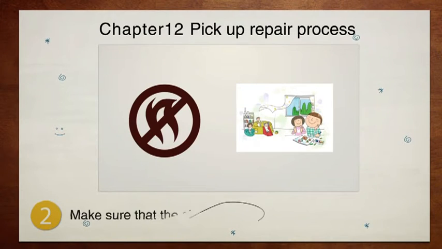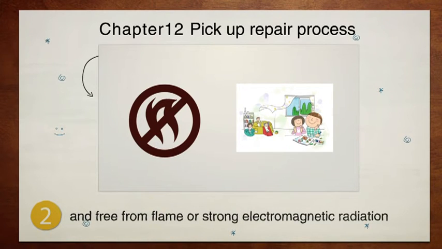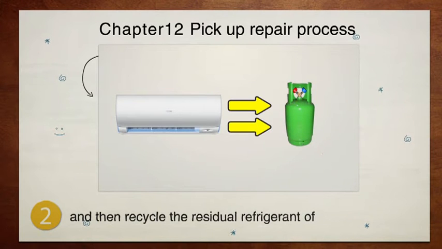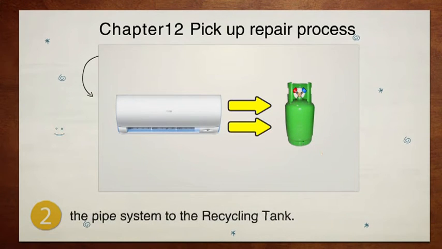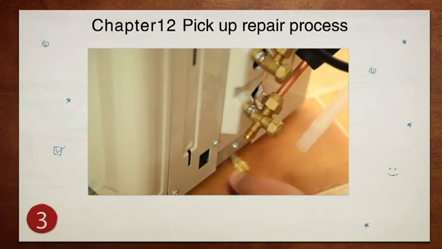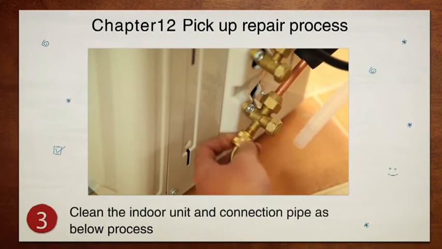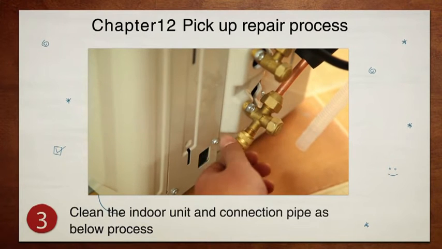Number 2. Make sure that the site is well ventilated and free from flame or strong electromagnetic radiation, and then recycle the residual refrigerant of the pipe system to the recycling tank. Number 3. Clean the indoor unit and connection pipe as below process.